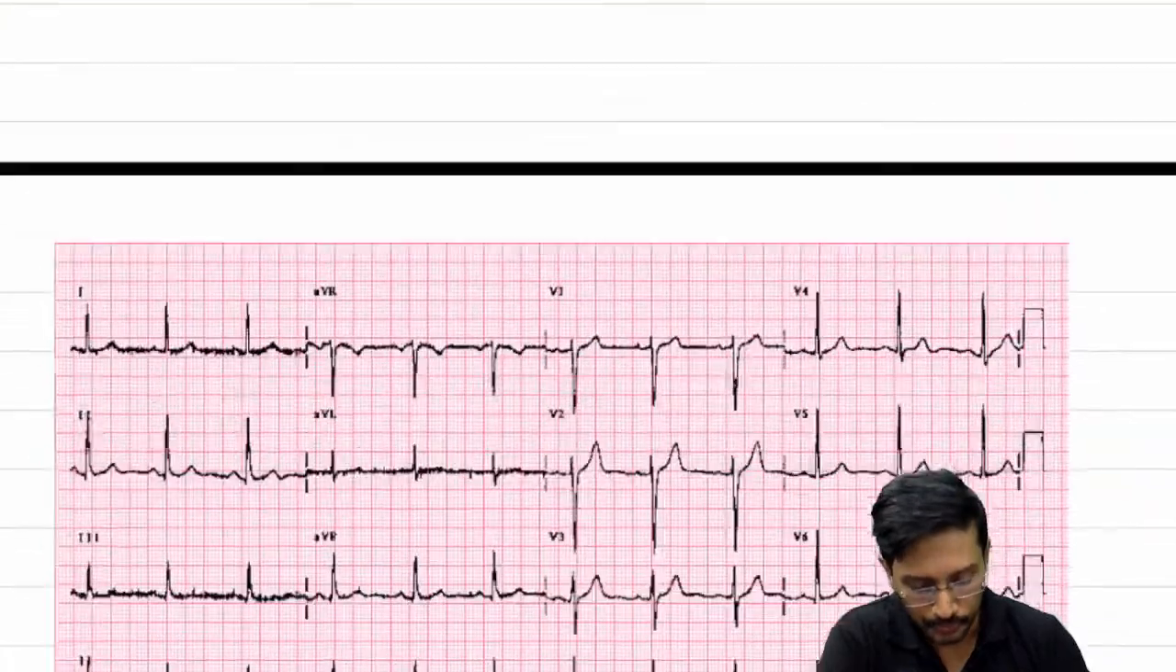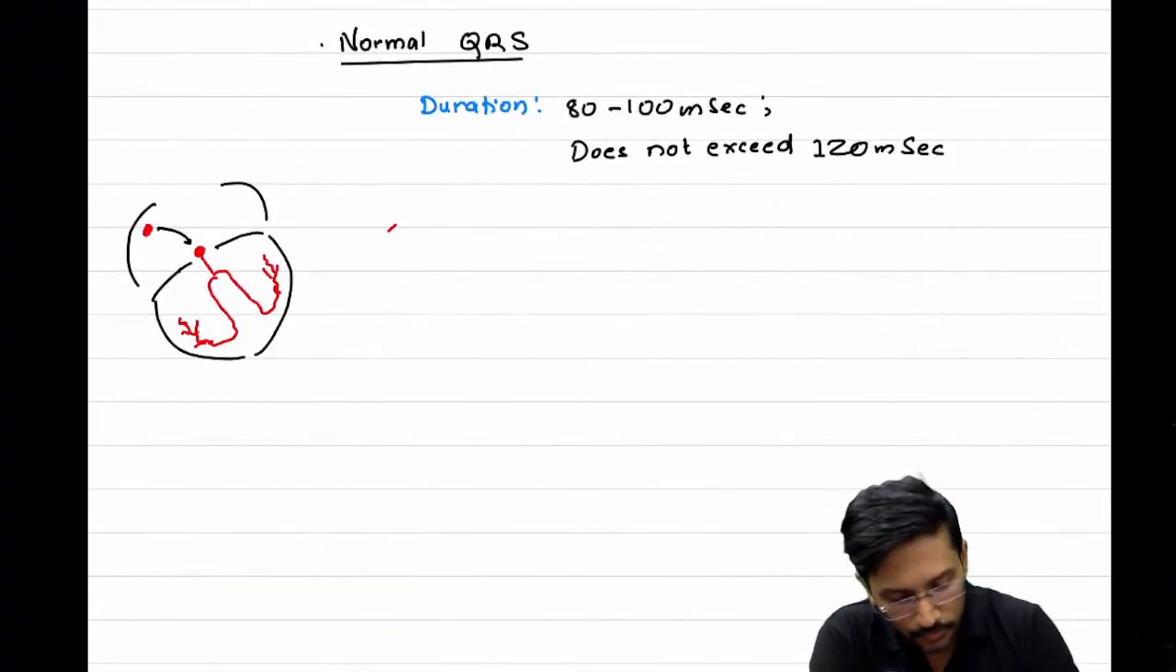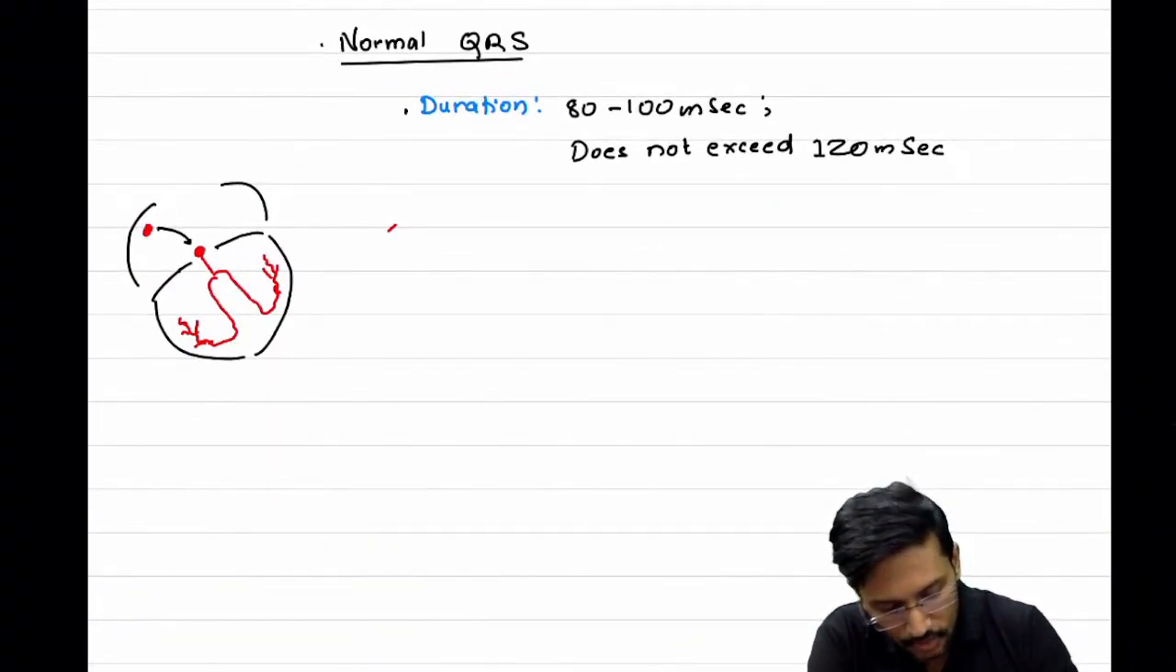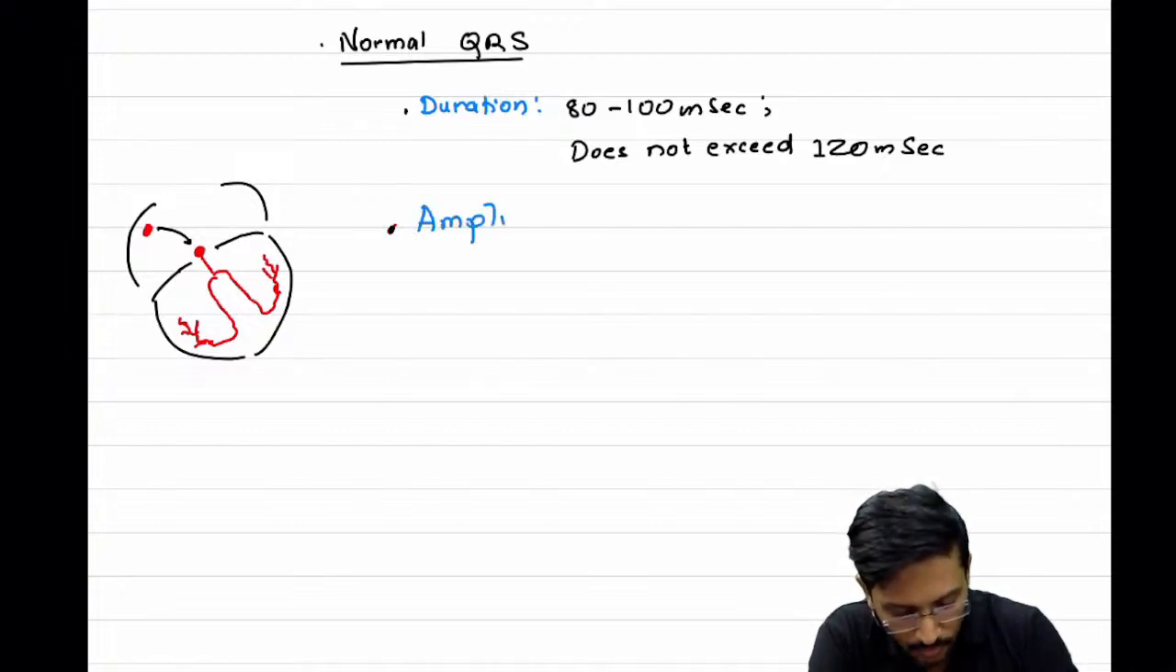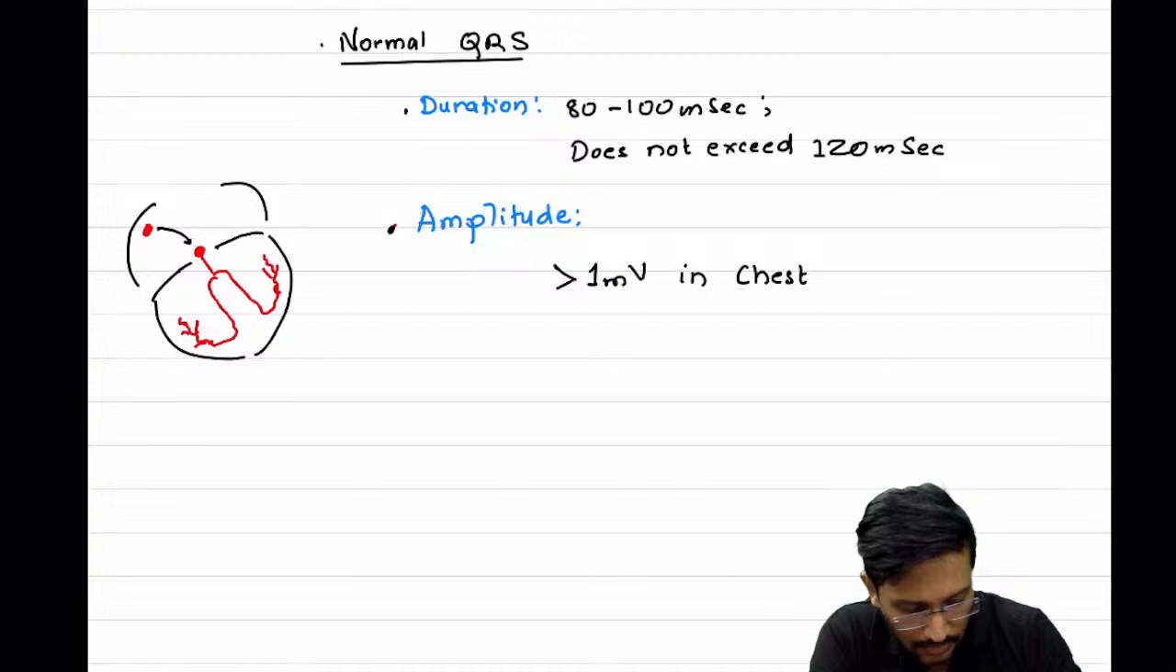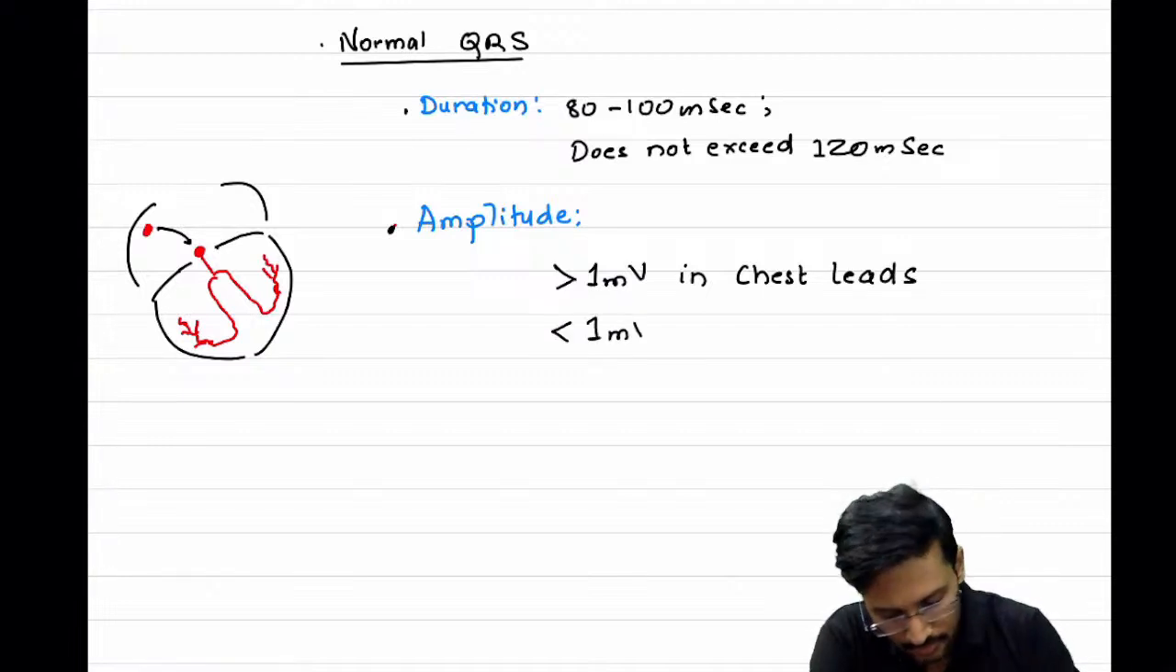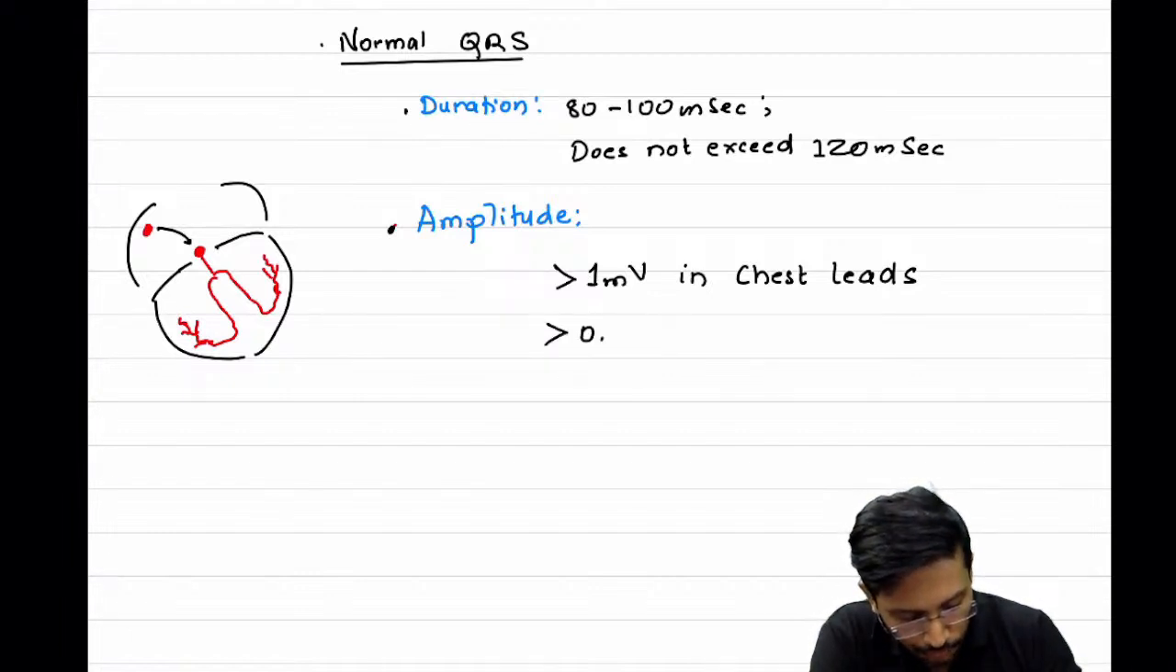So what do we do? We just know a rough rule: the amplitude of the QRS should be more than 1 millivolt in chest leads, and it should be more than 0.5 millivolts in limb leads.